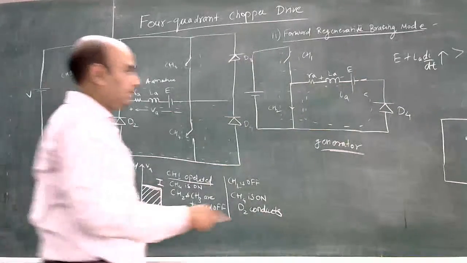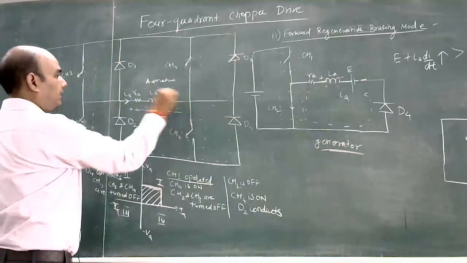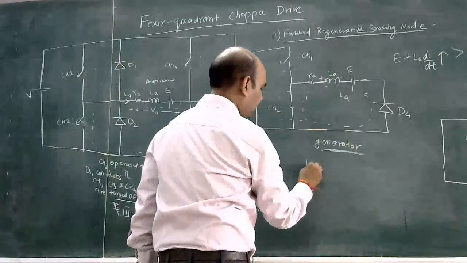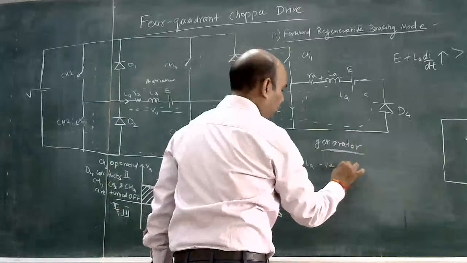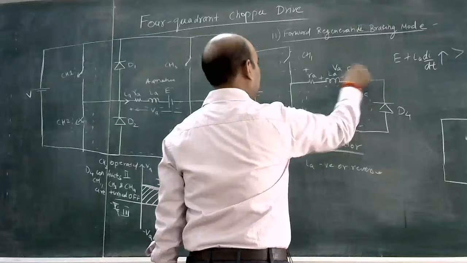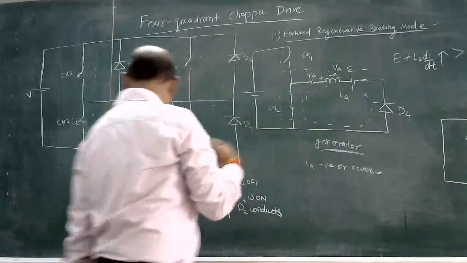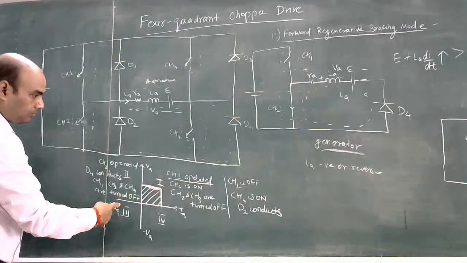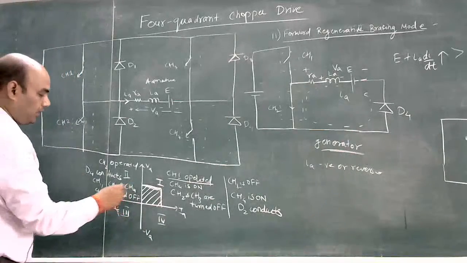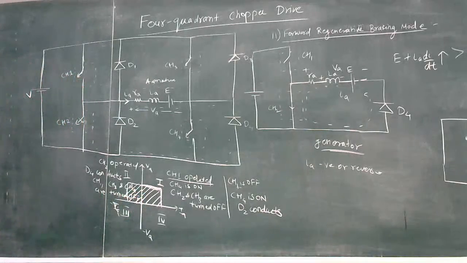So in this case, current is reversed. So we have assumed that direction of IA is like this, but current is flowing in the reverse direction. So current is reversed. Current is negative or reversed. But voltage across armature is the same. Okay, so here voltage is 0. So voltage across armature is this much, and IA is negative, so it will be in second quadrant. Okay.